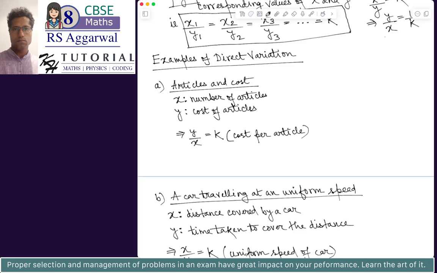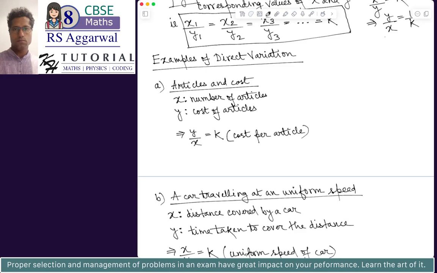Now what is y by x? Y by x is cost per article. So if you are considering, let's say, a particular book, then of course if y is the cost of x number of books, then y by x will be the cost of one such book, and the cost of one such book will always remain constant. So here the constant k is nothing but the cost of one article.